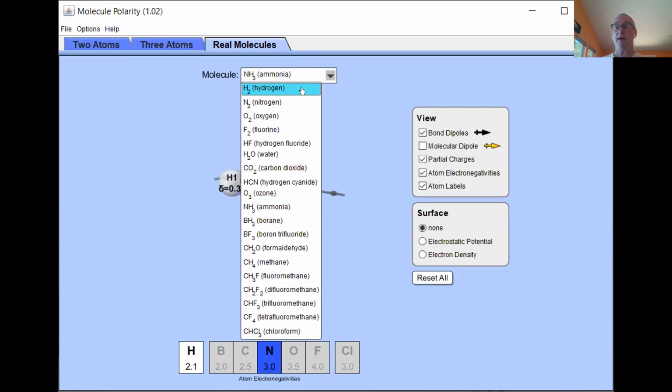What tells me whether a bond is polar or not? Remember, it's different. Go ahead. Sorry, I interrupted you. Difference in the electronegativity. Exactly. So you need to have a difference in electronegativity. But what's the difference in electronegativity between hydrogen and hydrogen? It's the same. So the difference is what? 0. Therefore, nonpolar. The difference in oxygen and oxygen? 0. Difference in fluorine and fluorine?